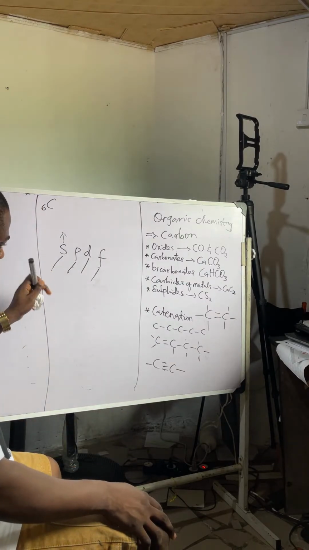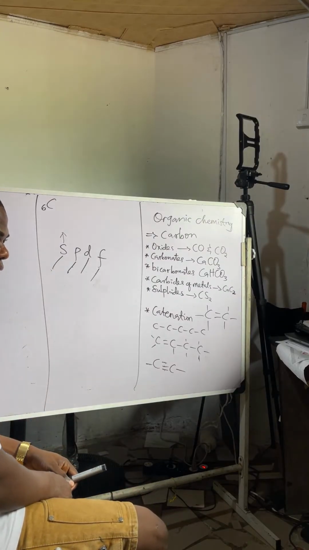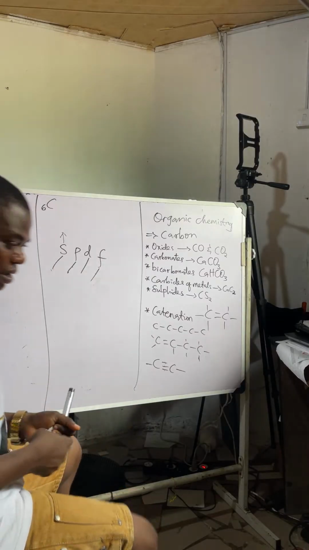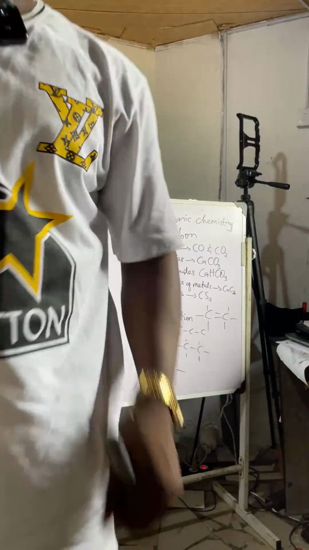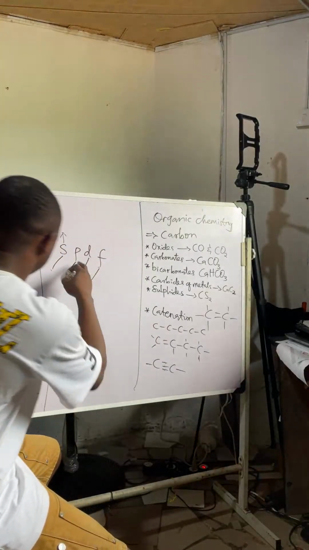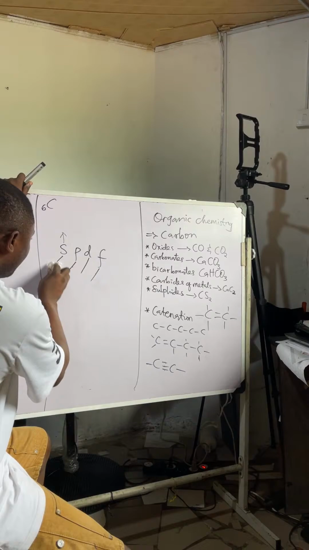Now look at this. The shape of the s orbital is spherical. All these things I'm going to do over again in atomic structure. So the s orbital is spherical in shape. Now the p orbital: p is dumbbell, d is double dumbbell, f is complex. Don't worry, we are going to do it.